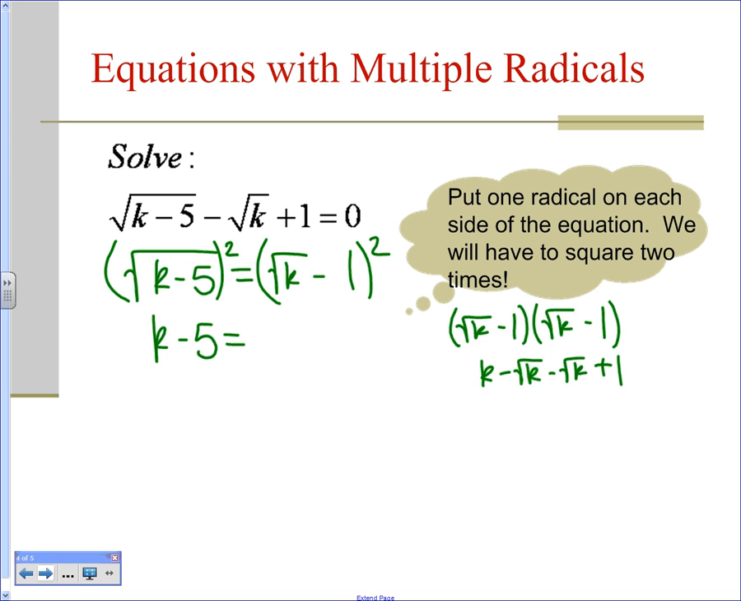Do y'all see how that came about? It gives you the k. Square root of k times negative is just negative square root of k again, and then -1 times -1 is positive 1. Square root of 2 times square root of 2 is just square root of 4, which is 2.